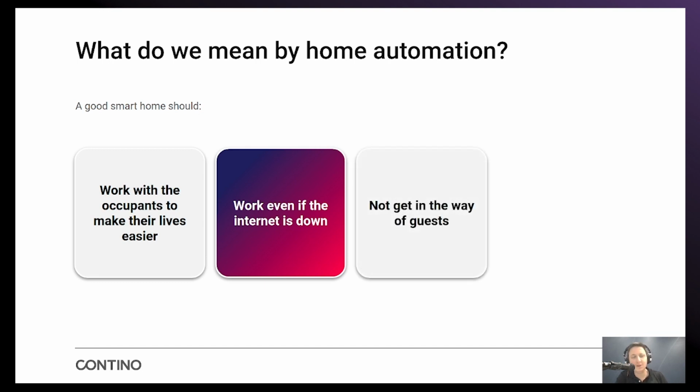A good smart home shouldn't get in the way of guests. We've got kids, we have babysitters over, we have grandparents over, basically people that don't usually live in the house. And so, as a result, with a couple of exceptions, almost all of the lighting in my house is a smart switch rather than a smart bulb.